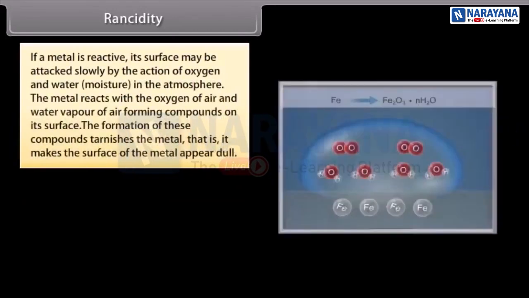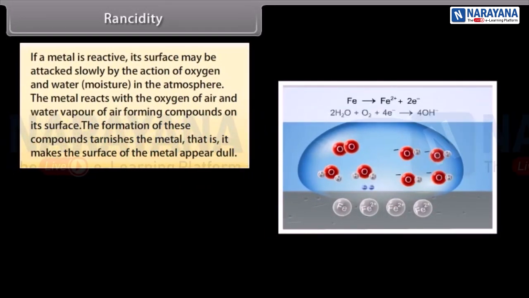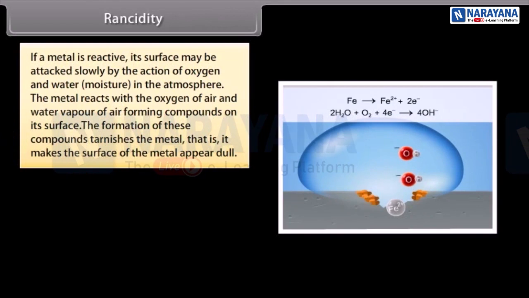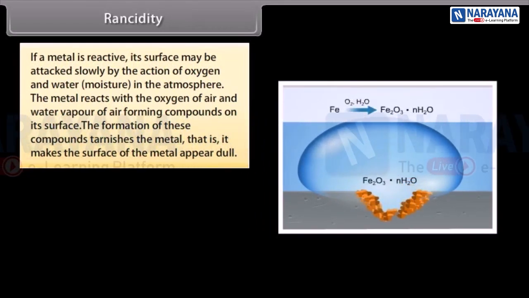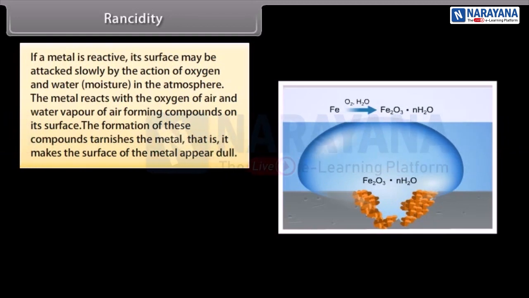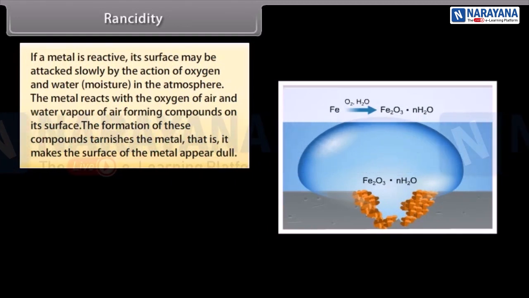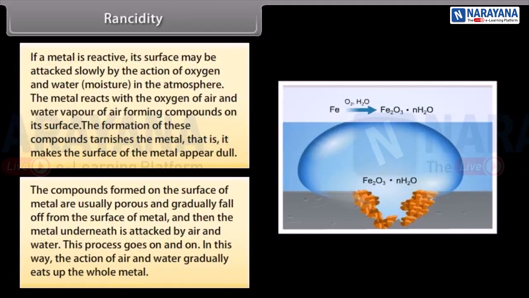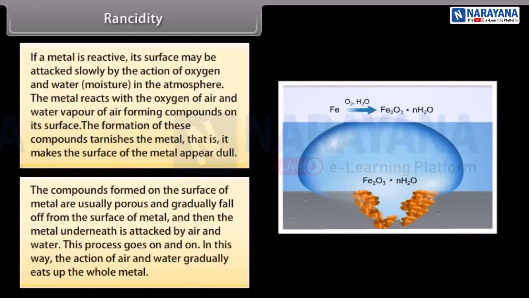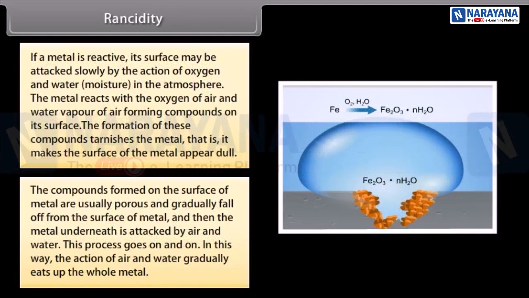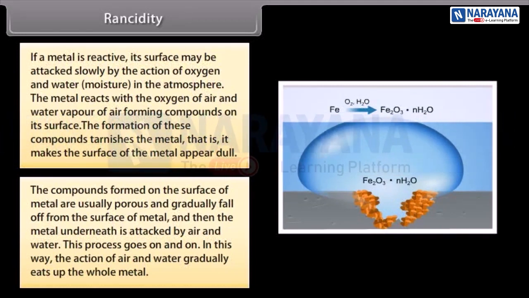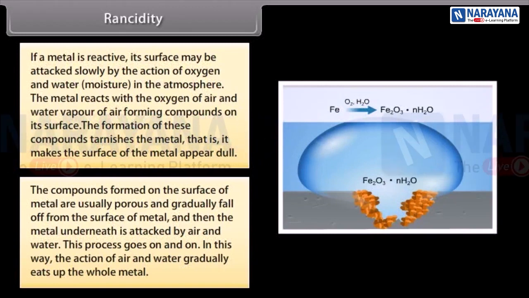Rancidity. If a metal is reactive, its surface may be attacked slowly by the action of oxygen and water in the atmosphere. The metal reacts with the oxygen of air and water vapor of air, forming compounds on its surface. The formation of these compounds tarnishes the metal, that is, it makes the surface of the metal appear dull. The compounds formed on the surface of the metal are usually porous and gradually fall off from the surface, and then the metal underneath is attacked by air and water. The process goes on and on. In this way, the action of air and water gradually eats up the whole metal.